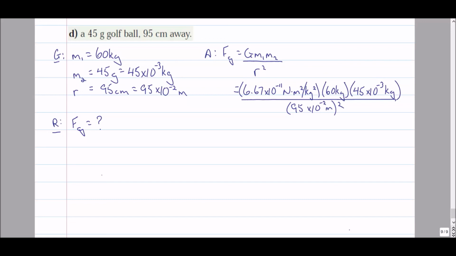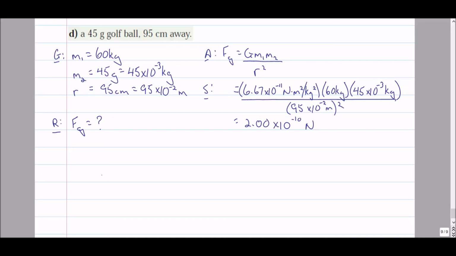Now we just move over to the analysis and then the substitute and solve. We're going to substitute again the G, 6.67 times 10 to the power of minus 11, 60 kilograms times 45 times 10 to the power of minus 3, all those numbers, and then we end up getting an attractive force of 2.00 times 10 to the power of minus 10 newtons. So that's about a fifth of a billionth of a newton. So ridiculously small. And of course, it would make sense.